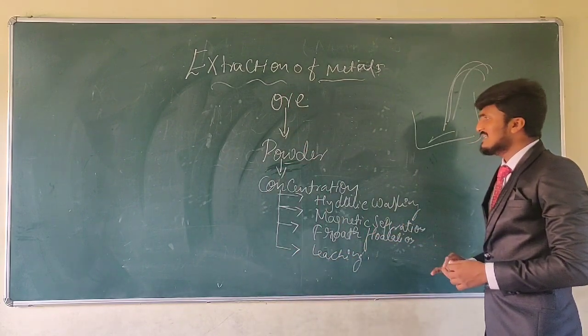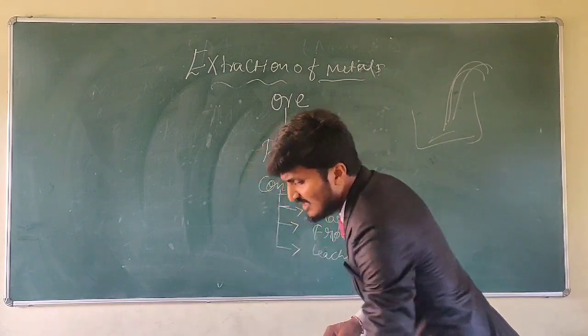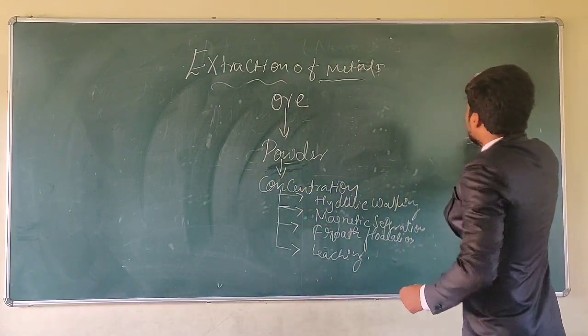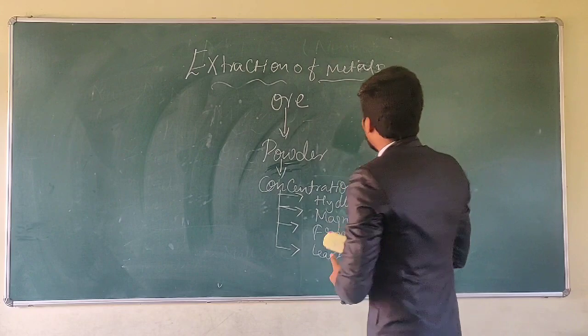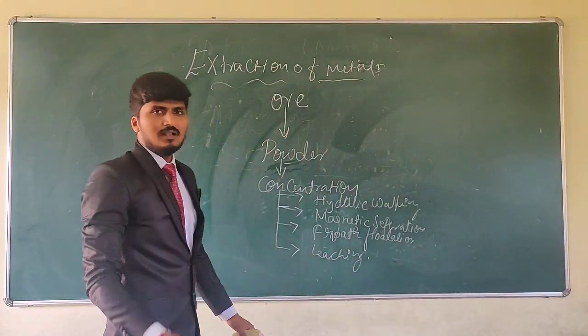Second one is magnetic separation. Magnetic separation is done for the metals which have magnetic properties, for example iron.